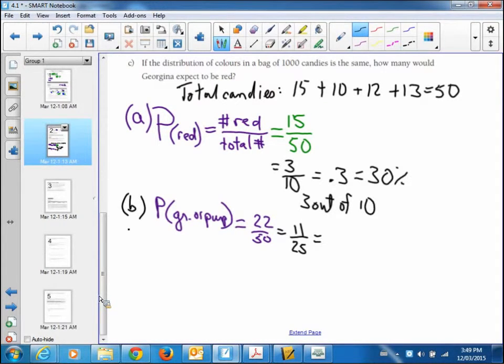If you convert that to a decimal, you can use a calculator or think it through. It's decimal 0.44, which multiplied by 100 is 44%. And in words, it's 11 out of 25.